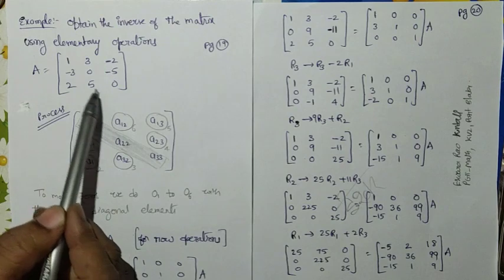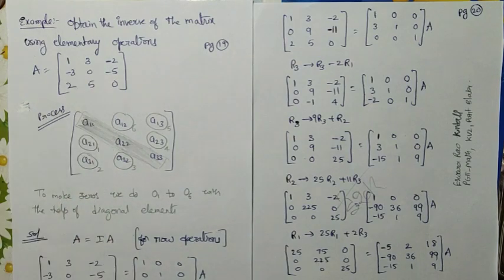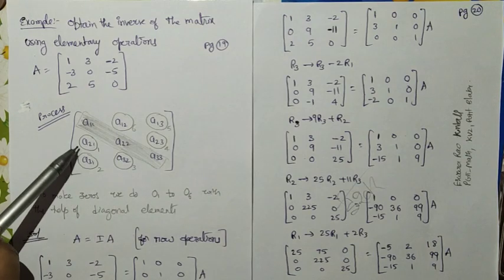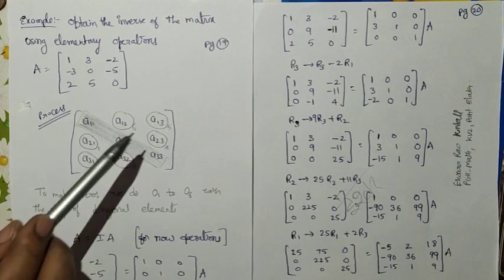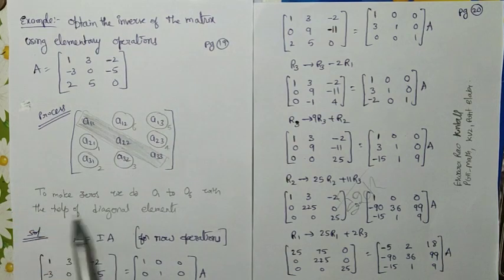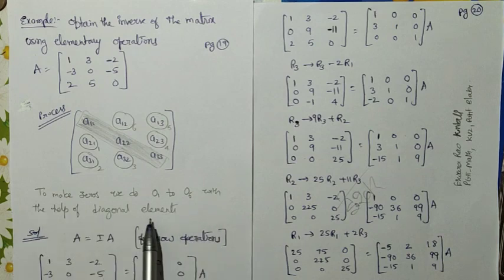A is equal to the given matrix, 1 3 minus 2, minus 3 0 minus 5, minus 2 5 0. Now the process is making operation 1, operation 2, operation 3, operation 4, operation 5, operation 6. After that making ones. To make zeros, we do operation 1 to operation 6 with the help of the diagonal elements, whatever they are. So first write A is equal to IA. This is for row operations.